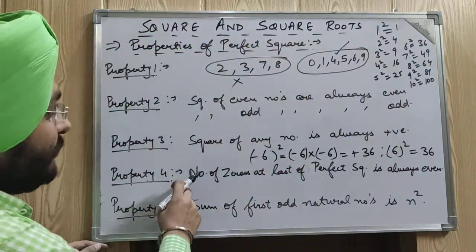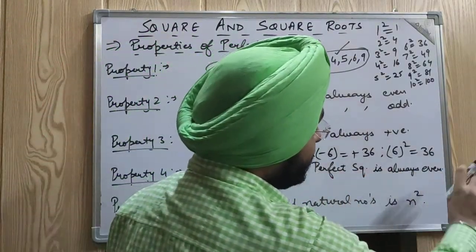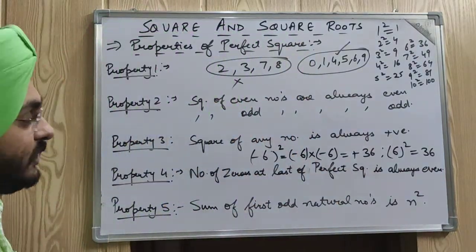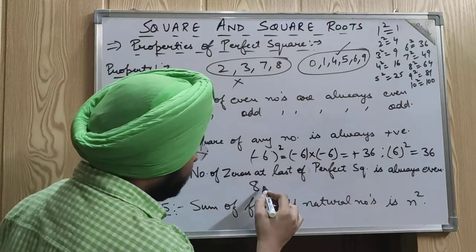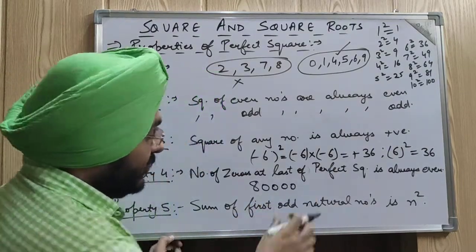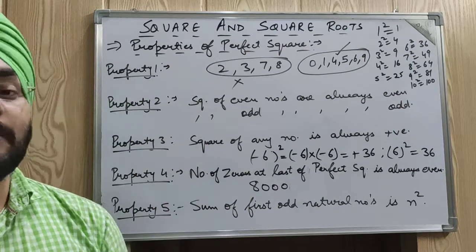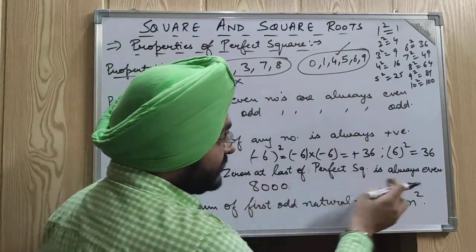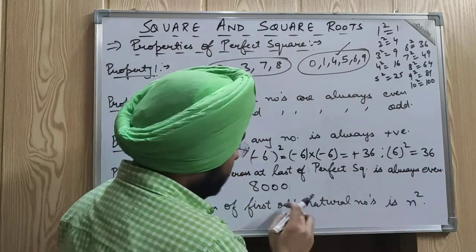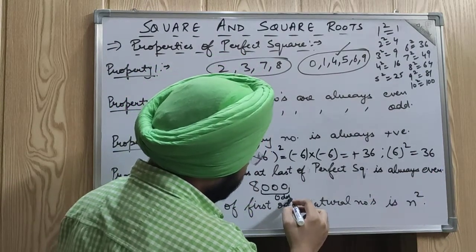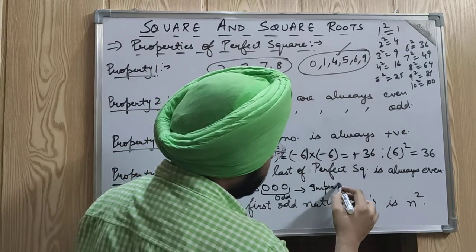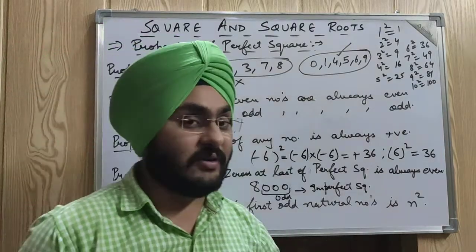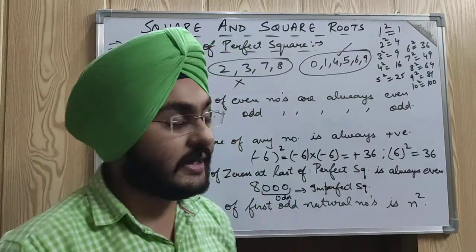Coming to the next: the number of zeros at the end of a perfect square is always even. This will be useful for identifying imperfect squares. If I have written a number as 8000, count the number of zeros. The number of zeros is 3. So if the number of zeros is odd, I will say it is an imperfect square. Keep this in mind. And if it is even, it can be a perfect square.